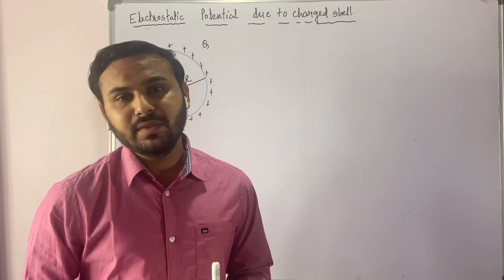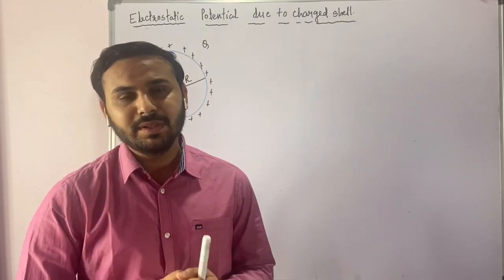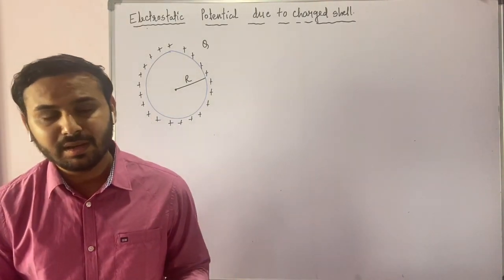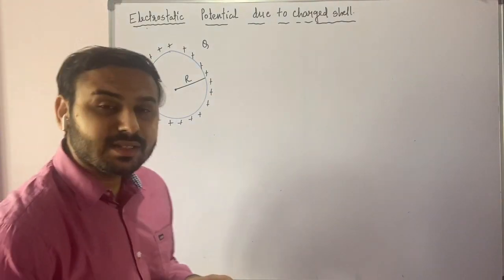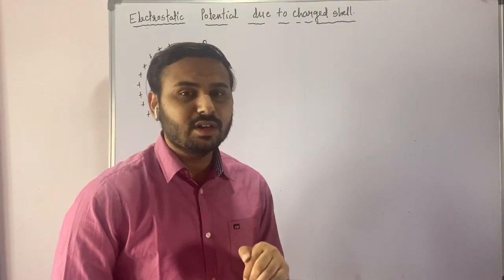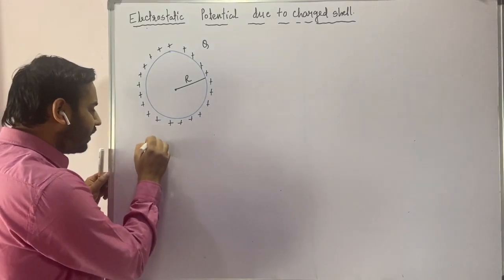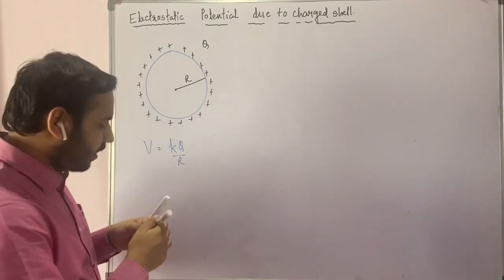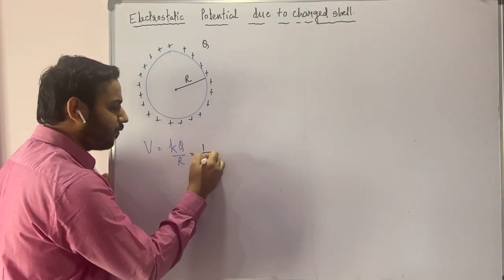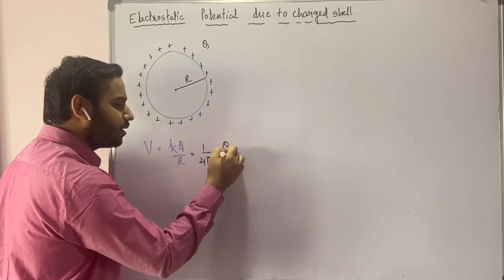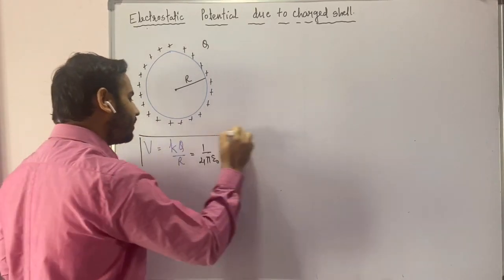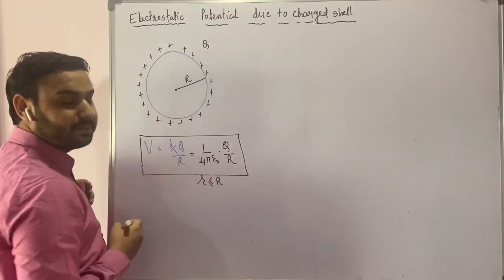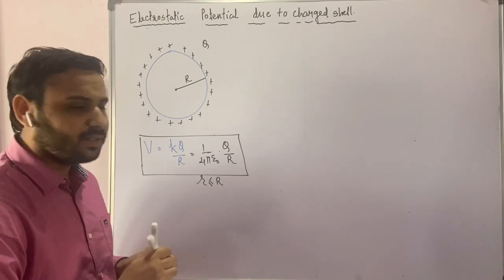Zero, right? We have studied the application of Gauss theorem. In that, I have explained how you can find the electric field inside and outside the shell. But now, what we are discussing is electrostatic potential. It's not field. So, V is equal to KQ by R, or you can write 1 upon 4 pi epsilon naught Q upon R. This is applicable for r less than or equal to R, inside the shell as well as on the surface.